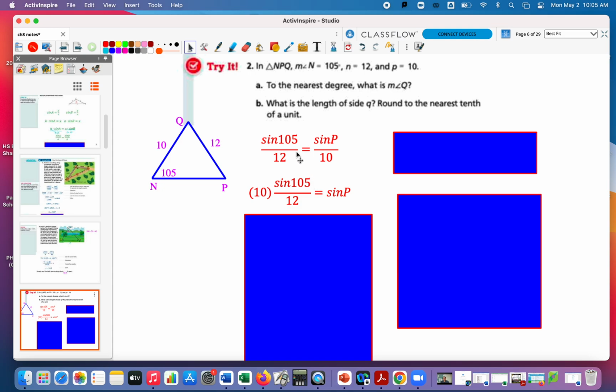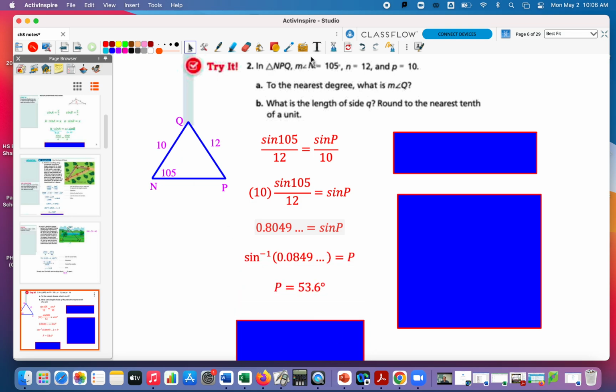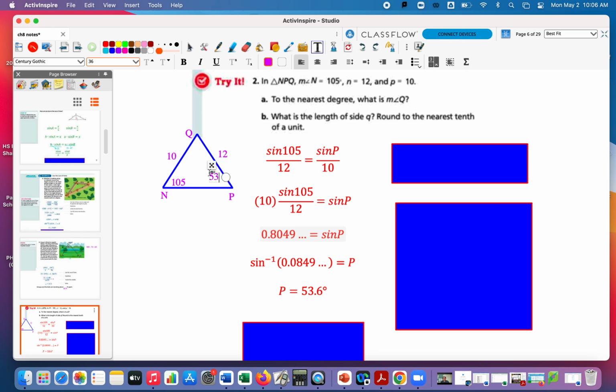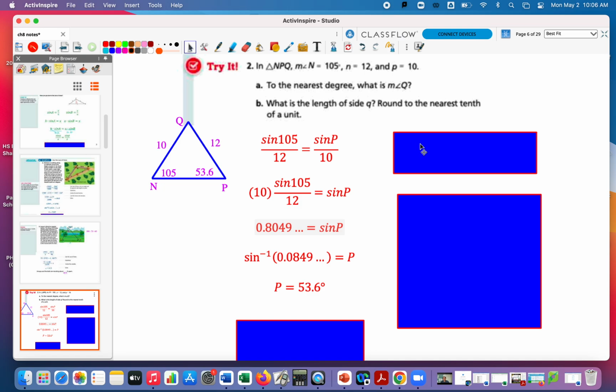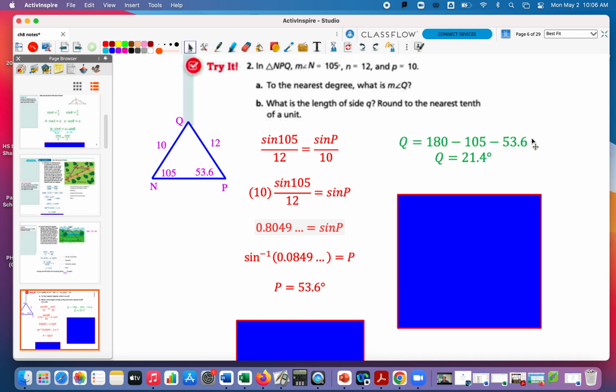So just keep solving. You can cross multiply, or I just multiply both sides by 10 in this case. We get sine of P. I need to do an inverse, so we end up with P is 53.6 degrees. So now I know what this angle is. And since I know this angle, I can now find angle Q, because they just have to add up to 180. So subtract what we know from 180, and we get Q is 21.4.